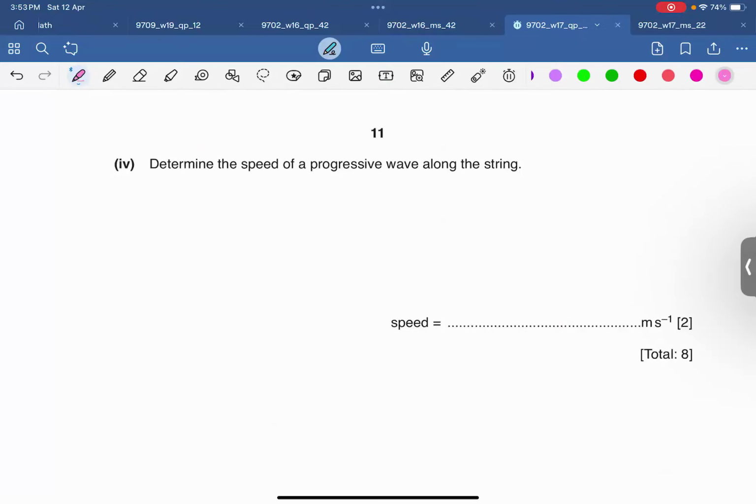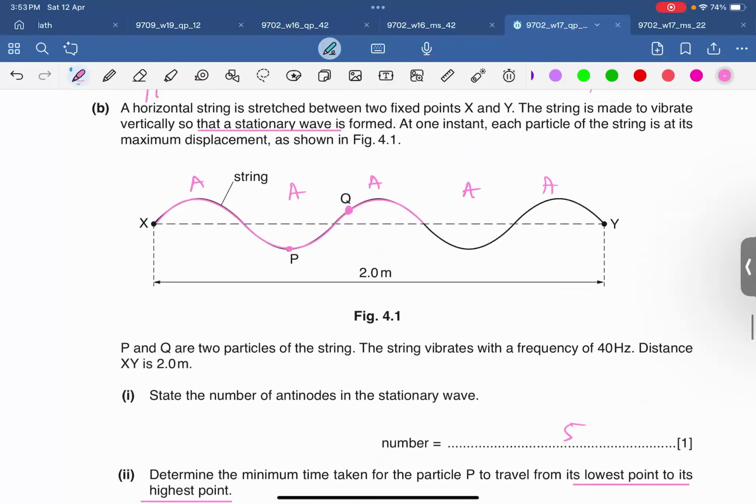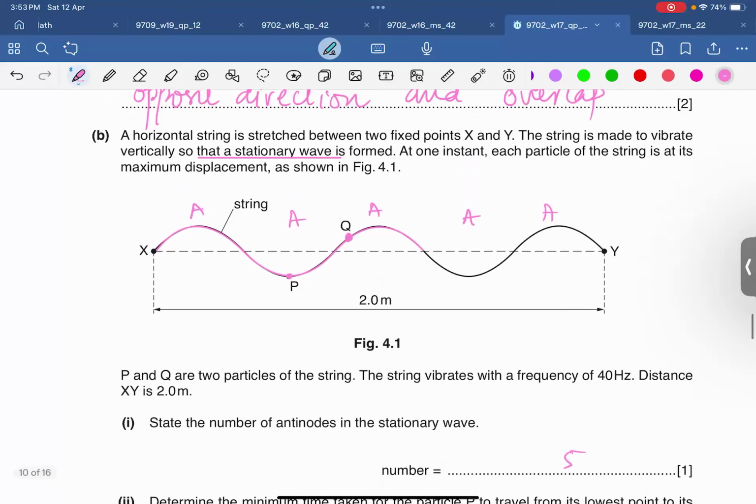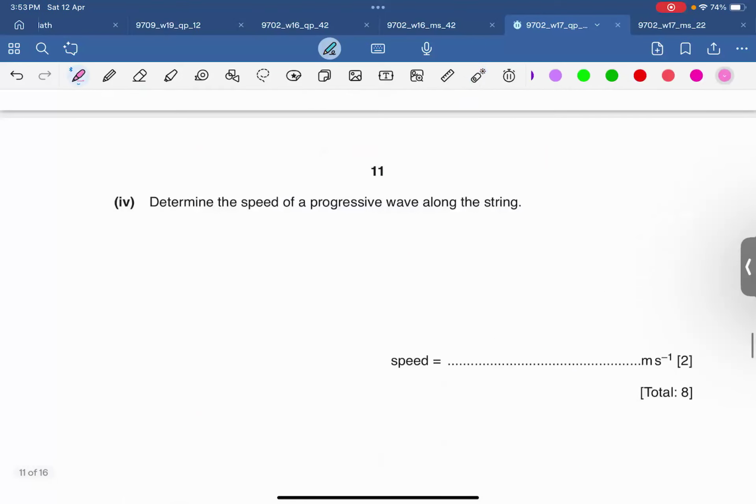Yes. Okay, so the speed of the progressive wave along this string. Okay, do we have anything? The distance. Okay, we have the distance given. You can use the distance to find the wavelength, and you can use the speed formula. So we have 2.5 waves in 2 meters. Okay, we want one wave distance, so that would be 2 divided by 2.5.